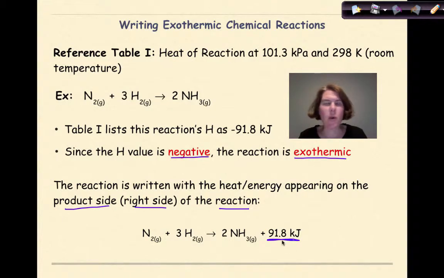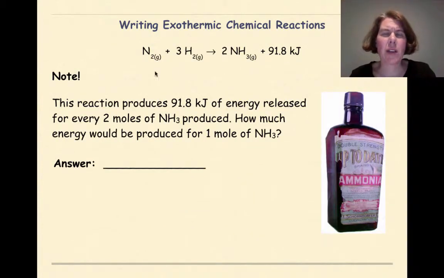Now remember, we don't have negative signs in chemical equations. So even though there's a plus sign right here, because it's on the product side and we look at this as a forward reaction, energy in this case is being released, therefore it is exothermic. Let's look at this chemical reaction from another perspective. This reaction produces 91.8 kilojoules of energy released for every 2 moles of ammonia produced. How much energy would be produced for 1 mole of ammonia?